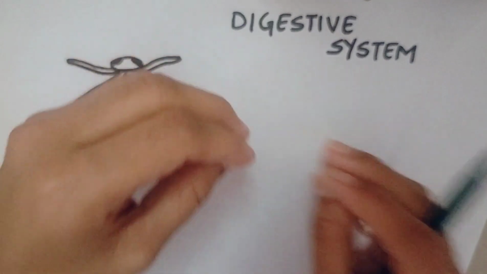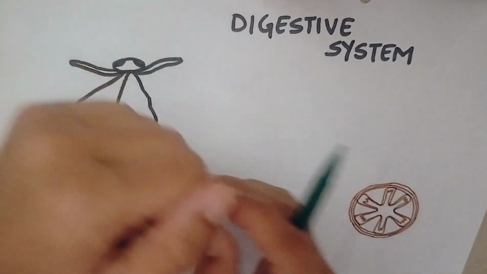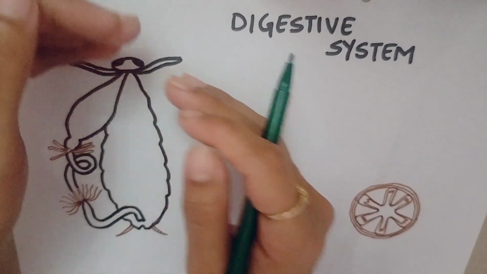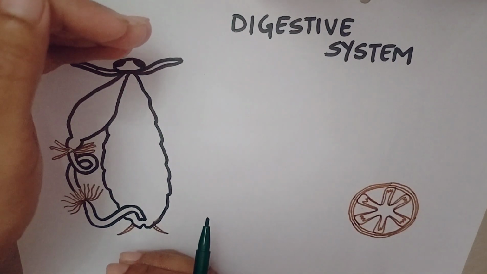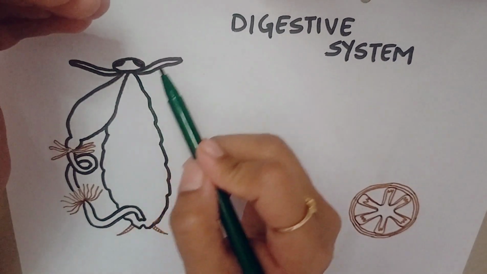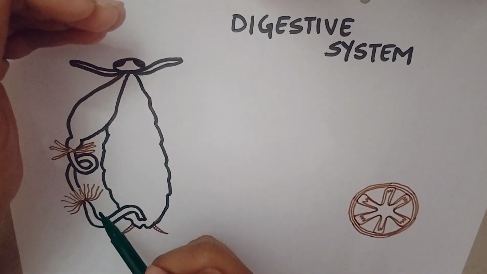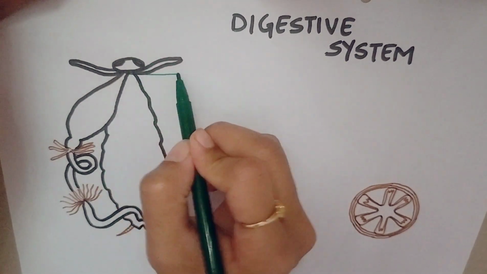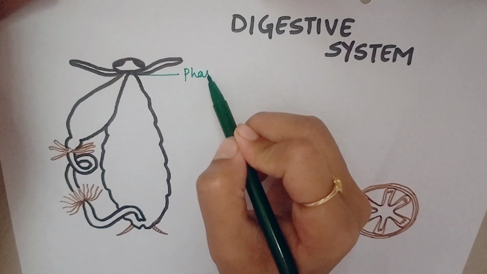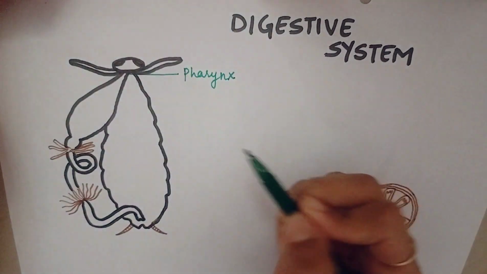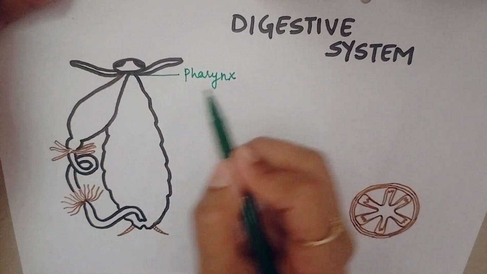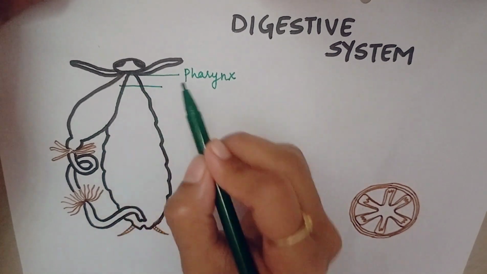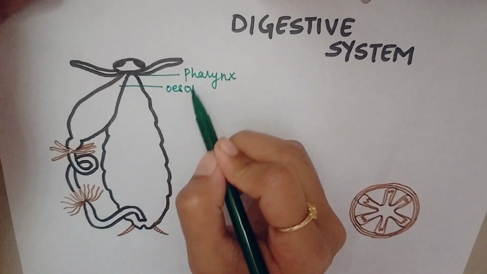It is almost 6 to 7 centimeters long. It starts with the mouth and it ends with the anus. The mouth leads into the alimentary canal. The first part after the mouth is the pharynx. The pharynx leads to the second part, that is the esophagus.